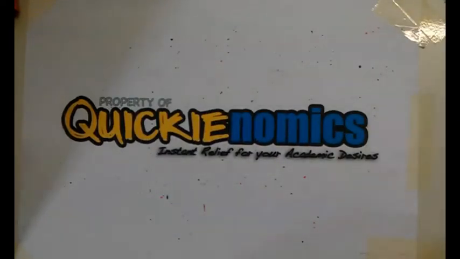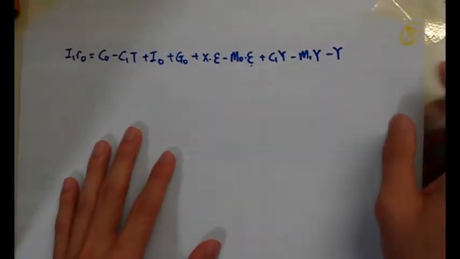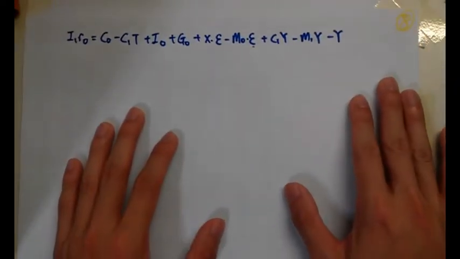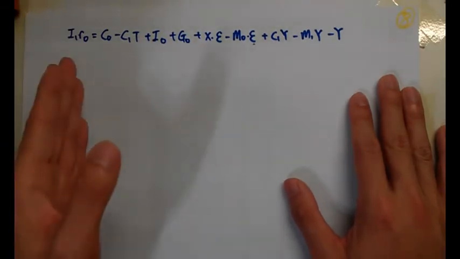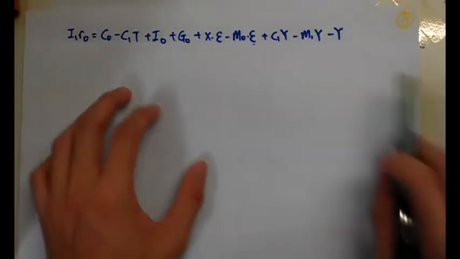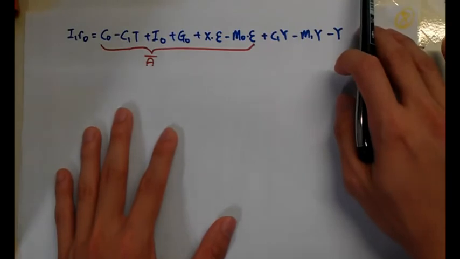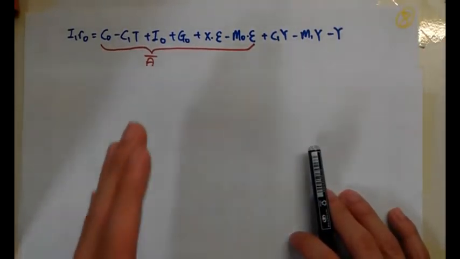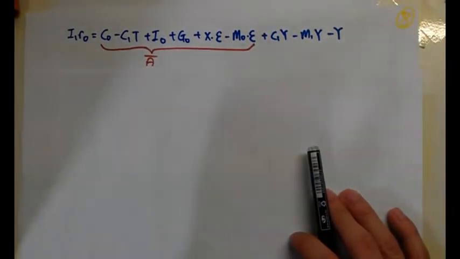Now assuming that I have already expanded the brackets out for my AE equation, I'm going to isolate interest rates on the left side. So now I've got interest rates on the left side, and this entire chunk over here becomes my autonomous expenditure.